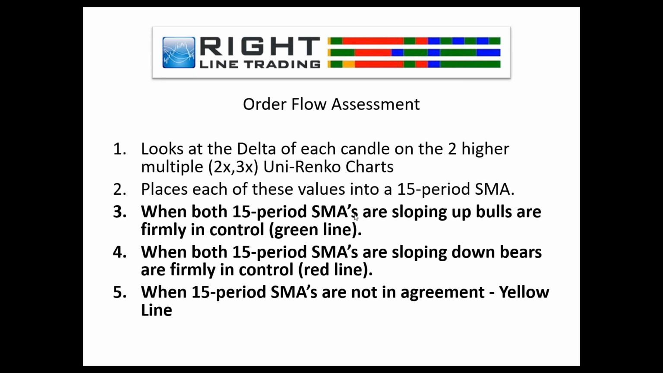So when both 15-period SMAs are sloping up, we know that the bulls are firmly in control. And that's never going to happen unless institutional money is involved in the trade. You can't get these two higher time frames to align unless big money is involved, because by its very nature, the market wants to chop. And when both 15-period SMAs are sloping down, the bears are firmly in control, and we can only trade short. And when the two 15-period SMAs are not in agreement, we can't trade.